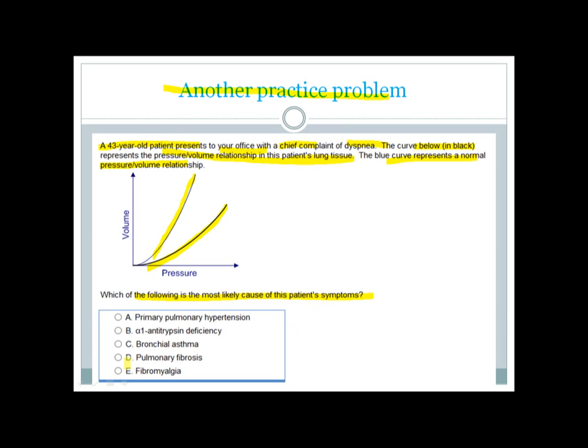So here the diagnosis is pulmonary fibrosis. Why is that so? First, look at the volume and pressure curves. You can see that the normal curve is steeper and the patient curve is flatter. So there is actually a decrease in compliance. As the curve is flatter, there is decreased compliance. And among the conditions presented here, the most important cause of decreased compliance is pulmonary fibrosis.